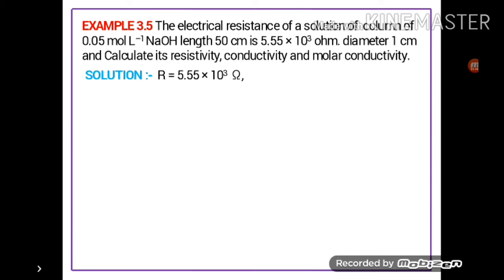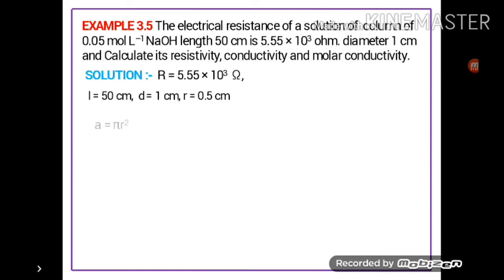The second thing given is the length of the solution, it is 50 cm. The diameter is 1 centimeter, so the radius will be 0.5 centimeter. Why are we calculating this r, radius? You know radius is half of diameter. Because here we have studied the relation between resistivity and resistance. The relation is resistance R equals rho into L by A. Here we have to calculate rho, R is given, L is given, only A is needed, and the cross-sectional area formula is pi r square.